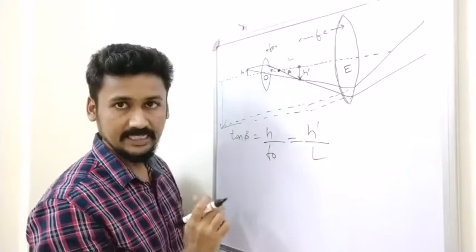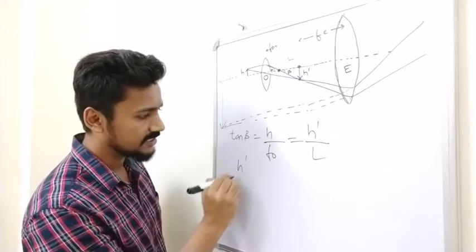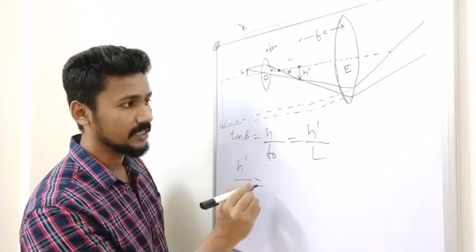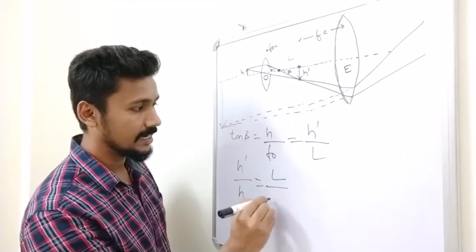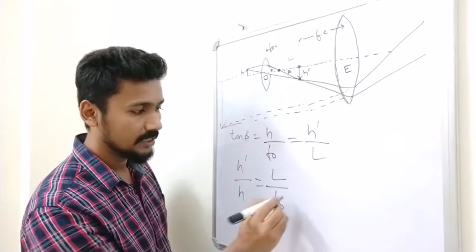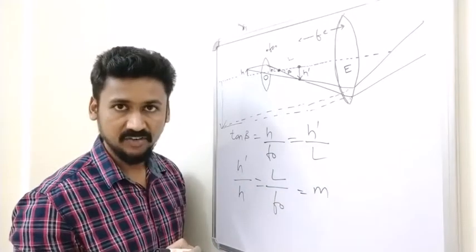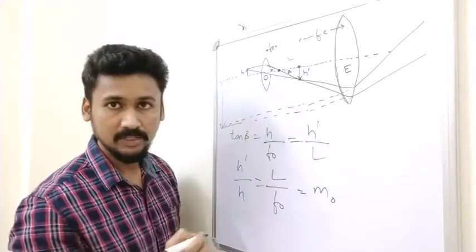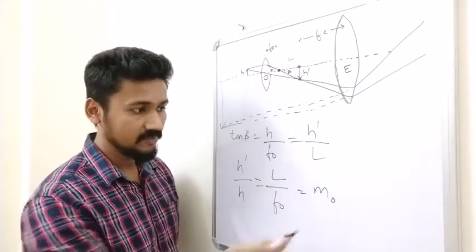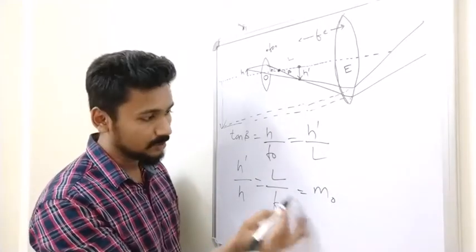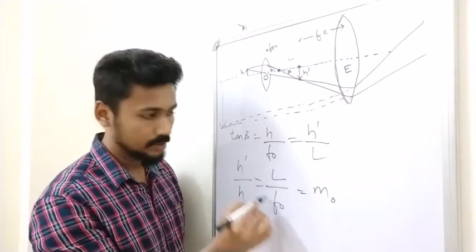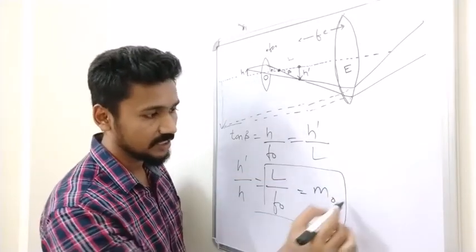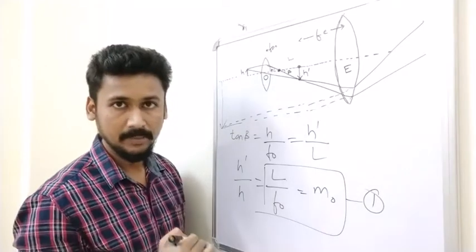Or we can rearrange this and write h dash by h will be equal to capital L by FO, which is nothing but the magnification by the objective. So our objective will create a magnification that will be equal to L upon FO, correct? So this is the equation first we will keep in mind. Let us call it equation number 1.